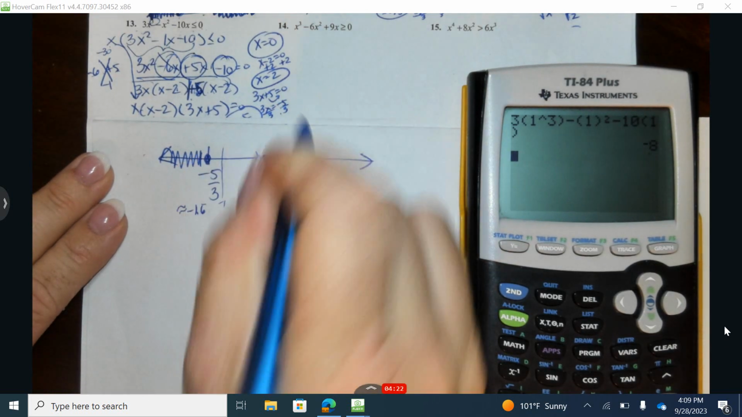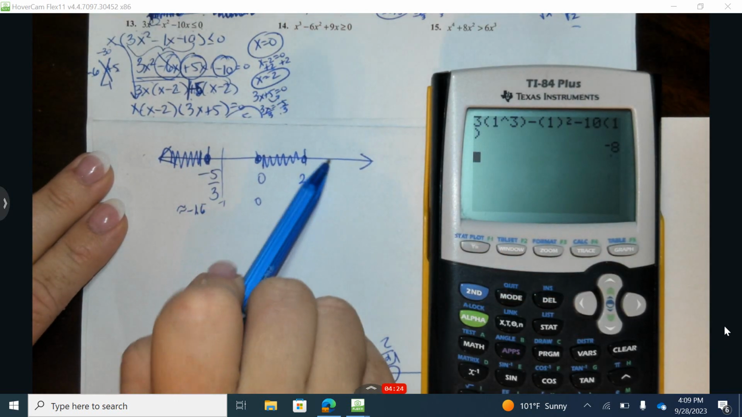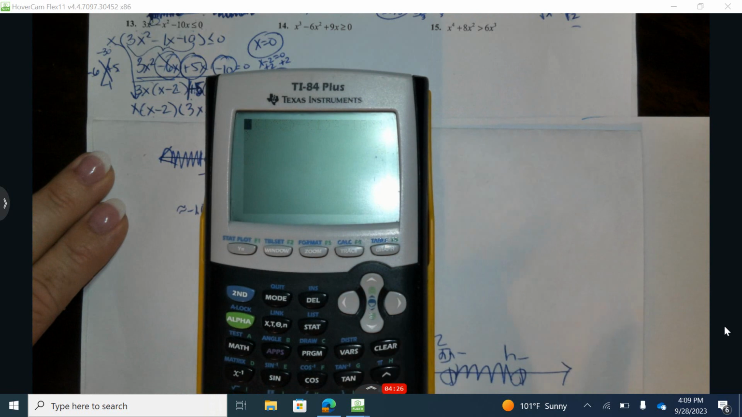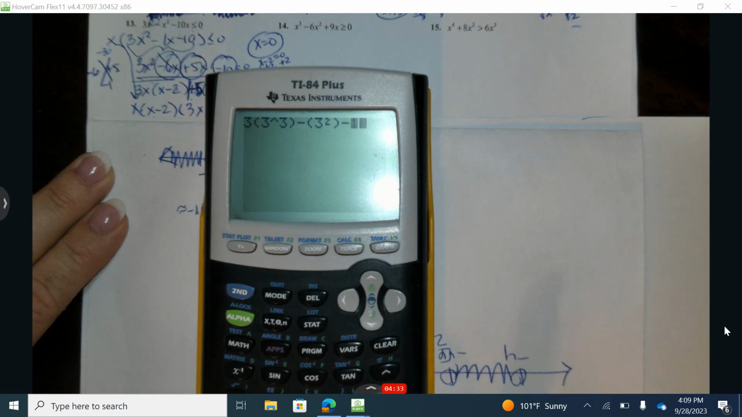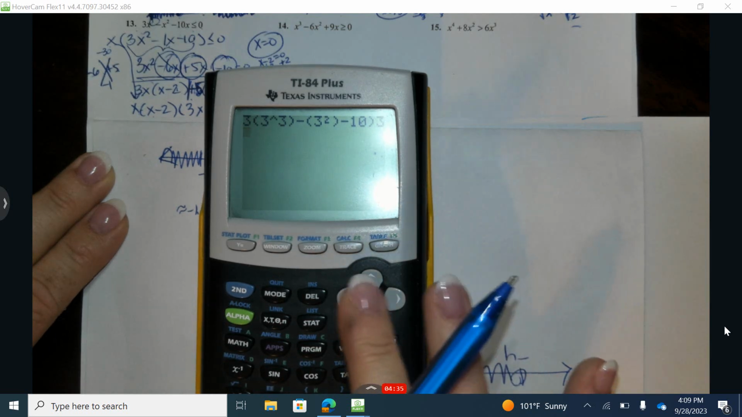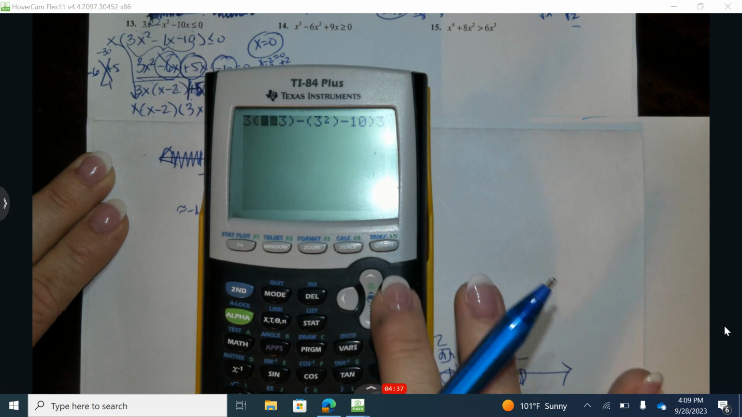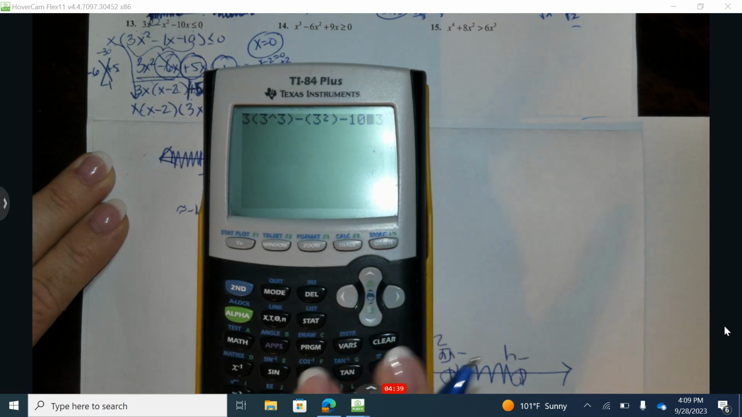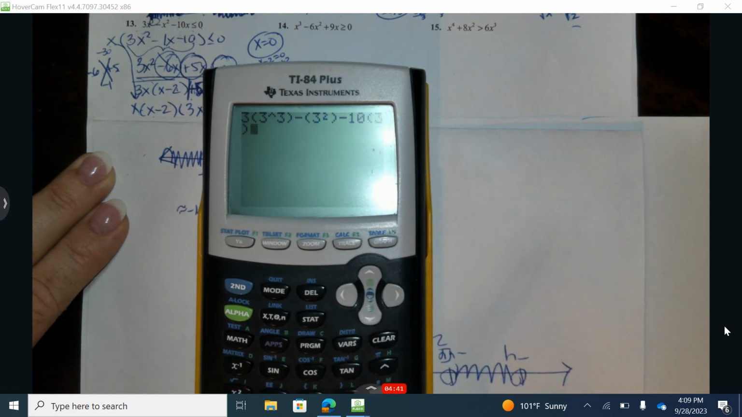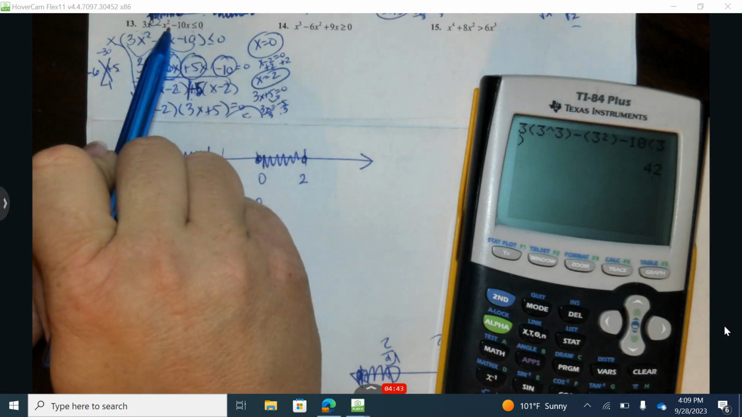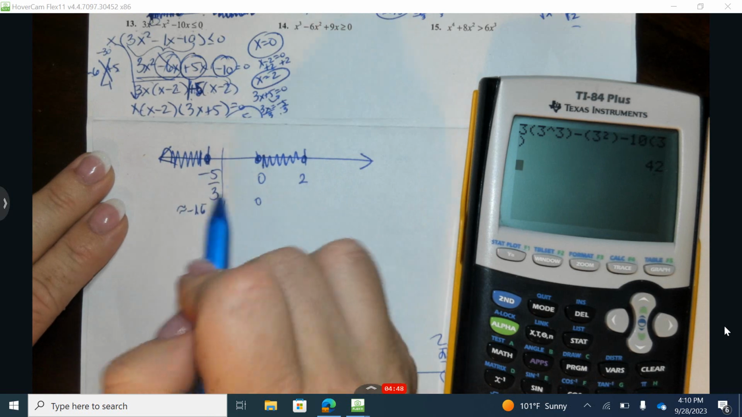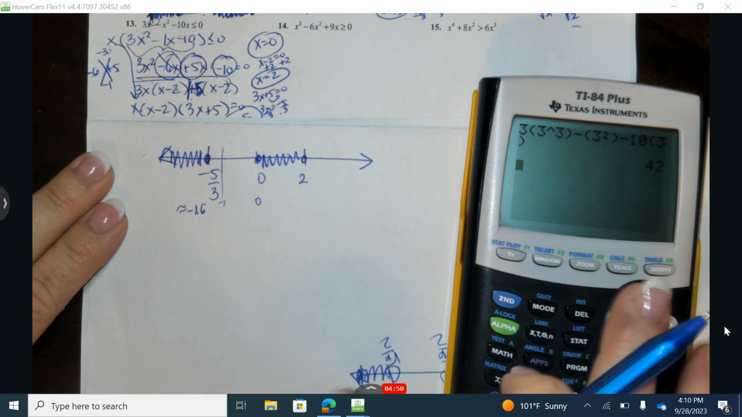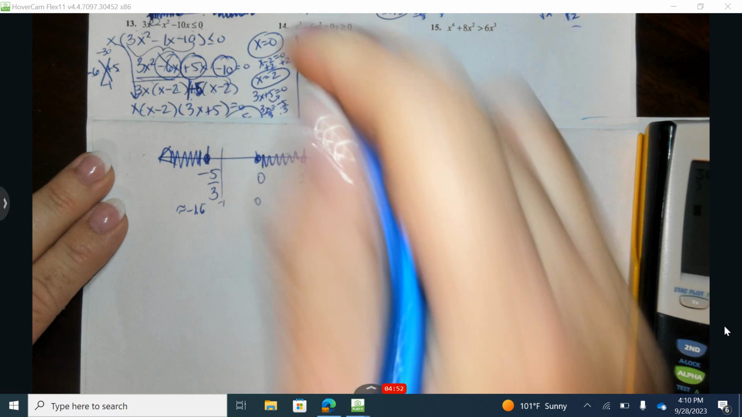I shade this region. I choose any number to the right, like positive 3. 3 times 3 to the 3rd, subtract 3 squared, subtract 10 times 3. And I get an answer of 42. Is 42 less than or equal to 0? No. This would illustrate the solution set to number 13. Let's look at number 14.